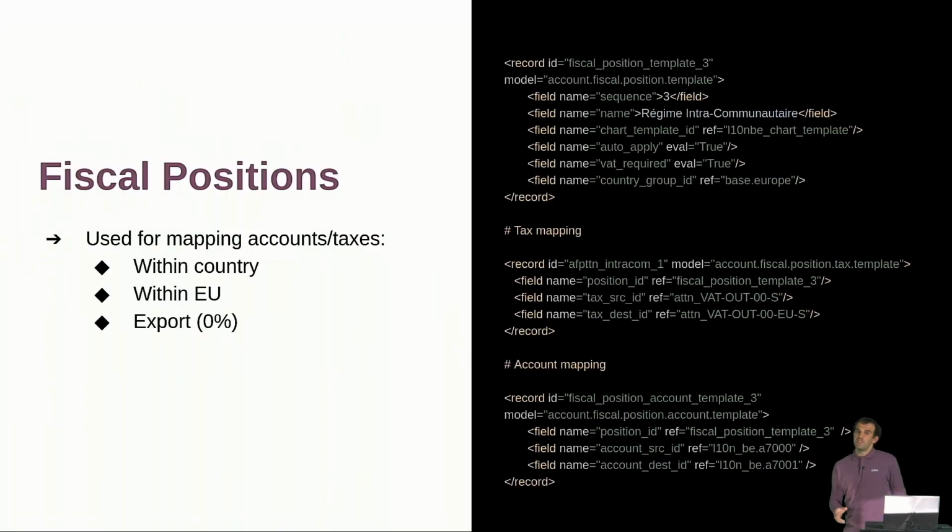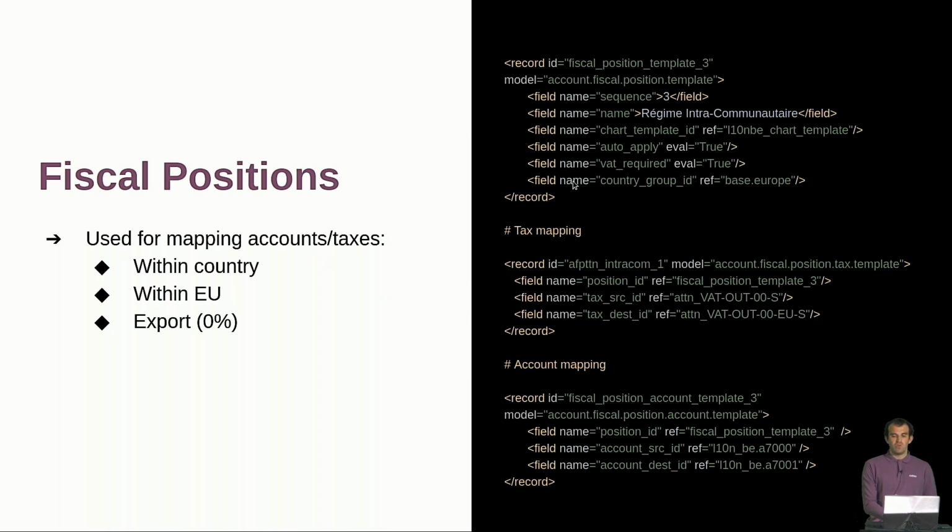Then the fiscal positions. Fiscal positions are used to map accounts or taxes. That's their main goal. Within the country, normally nothing will change. So you have a product, for example, you define 21% VAT on that product. But in certain cases in Europe, you need to apply that intra-community tax, and in that case, the system can see, okay, I will not use that 21%, but I will use the tax plus 21 minus 21.